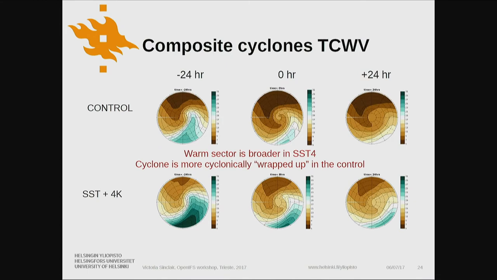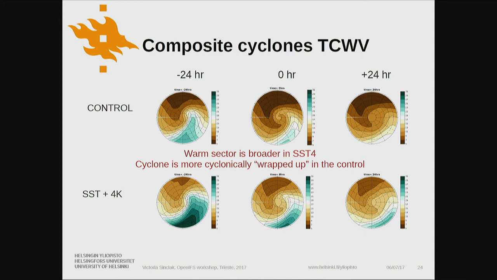We can look at the same types of figures now for the total column water vapor. So here, the blue colors are the moist part. So here you see the warm conveyor belt developing. At time equals zero, you see it wrapping up cyclonically into the center of the cyclone. You see this drier air being pulled down back behind the cold front. And then later on, you see that the overall cyclone is drier later on, and this is usually because it's moved further north. But you see again that there's drier air to the north and moister air to the south.